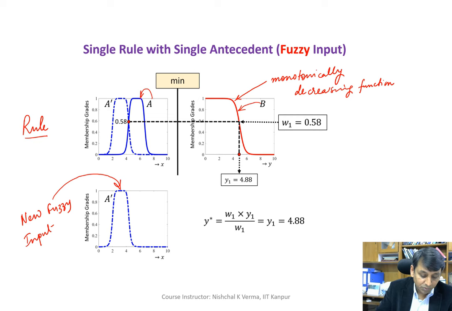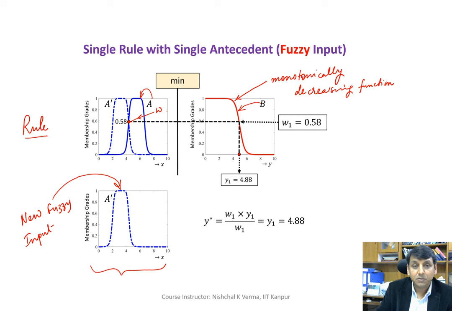If this input is coming to the Tsukamoto model as input, what we do is we try to superimpose this fuzzy set on the fuzzy set A, which is already given in the rule. So A we already have, so we try to superimpose A dash with A, and then we find the intersection point, if any. Here we have the intersection point, which is called weight, and I can represent this by W.